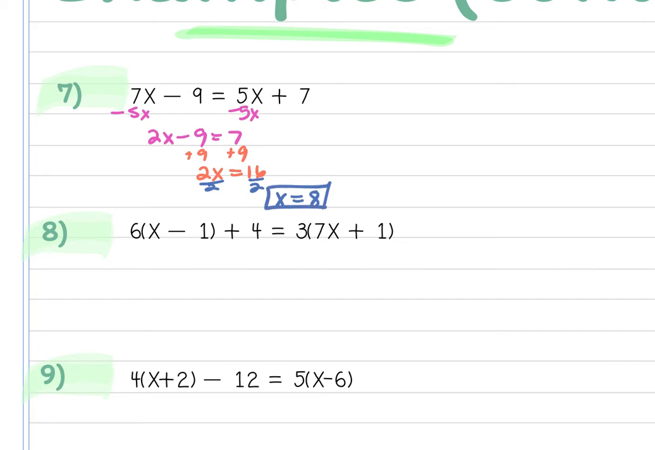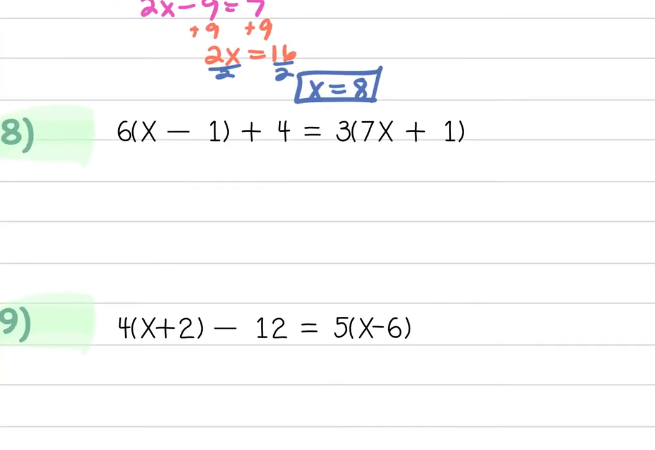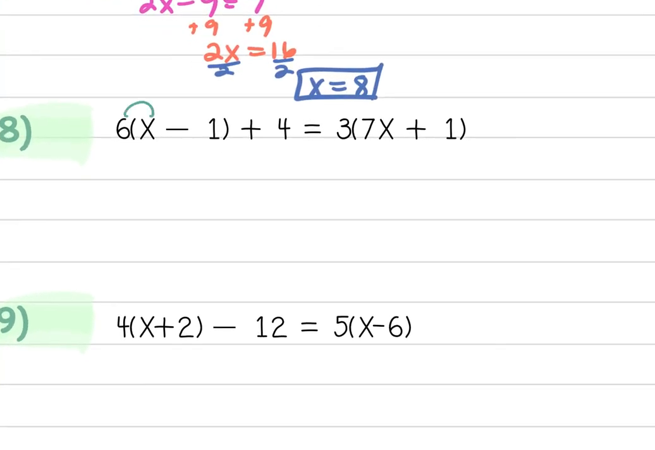When we get to 8 and 9, now you've got parentheses. So what do you want to do with those numbers on the front of the parentheses? Good. We're going to distribute into the parentheses. So for the 6, it's going to go 6x, 6 times negative 1 is minus 6, plus 4 equals, distribute the 3. 3 times 7x is 21x. 3 times positive 1, positive 3.